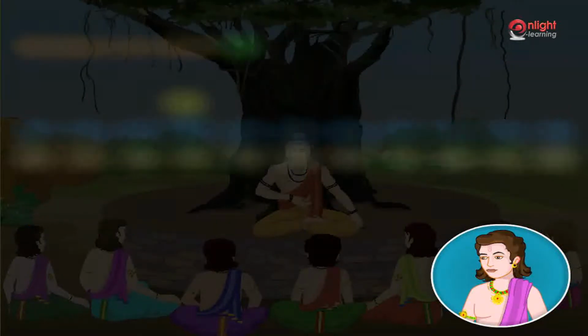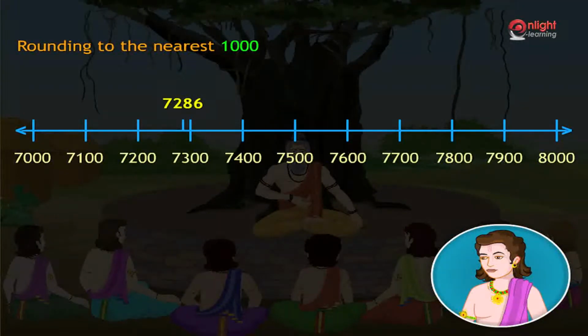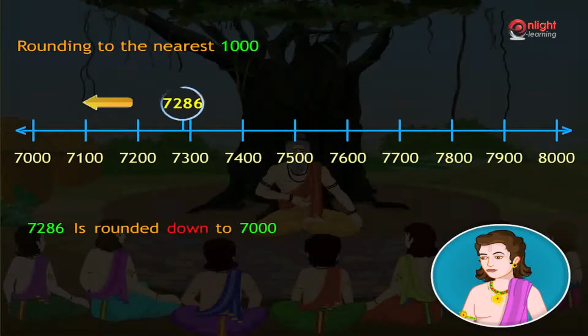Let us learn about rounding off to the nearest 1000. First, let us mark the number 7286 on a number line between 7000 and 8000. Now we can see that while considering nearest thousand, 7,286 lies closer to 7,000 than 8,000. So 7,286 is rounded off down to 7,000.